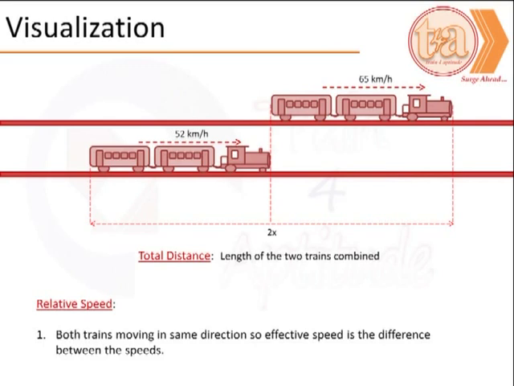This visualization depicts the position once the faster train has overtaken the slower train. The total distance covered by the faster train in order to overtake would be 2 times its own length, and therefore the total distance covered is 2x. The relative speed here, given that both of the trains move in the same direction, would be the difference in the speeds of the trains.